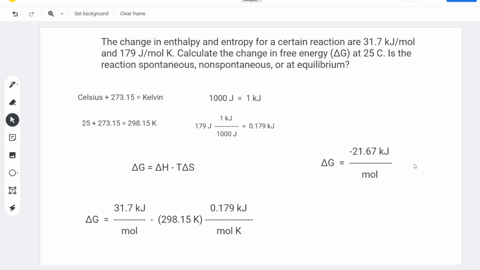Now that we've calculated the Gibbs free energy, is the reaction spontaneous, non-spontaneous, or at equilibrium? Well, the Gibbs free energy is negative, so therefore this reaction is spontaneous.